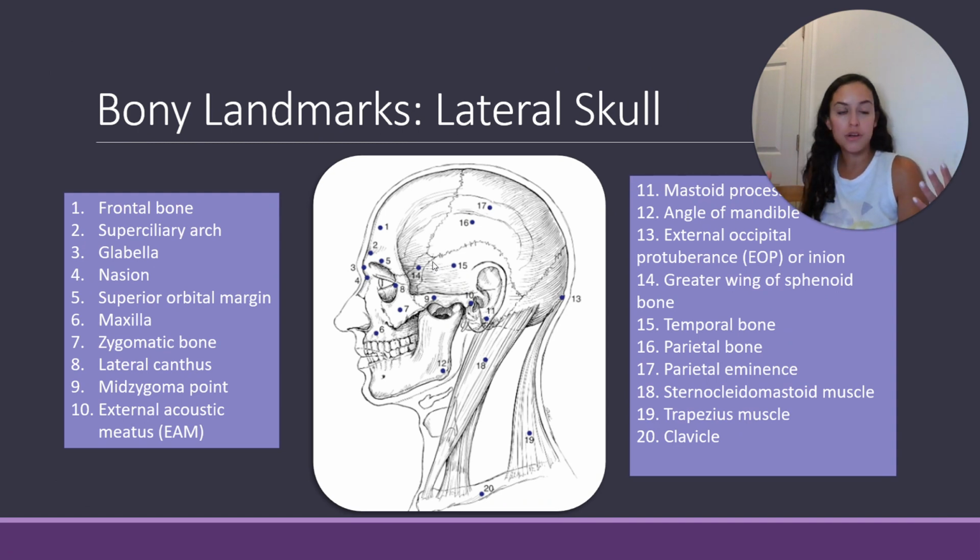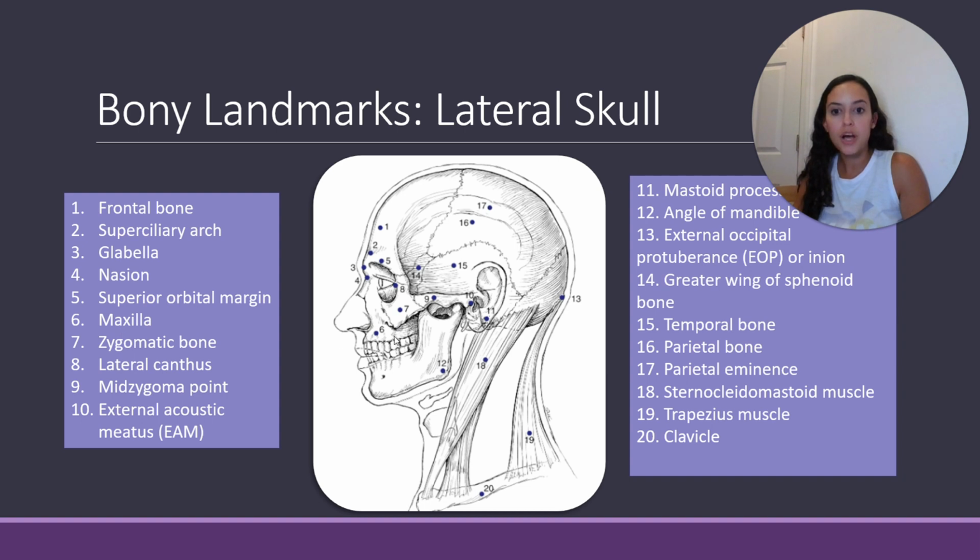We're going to obviously go over some of the ones that we already mentioned, but the frontal bone is your forehead. It's right where your forehead sits. The superciliary arch, we just went over it, where your eyebrow is. The glabella, where people get Botox. Think about it that way. The nasion, right below the glabella, where your nose meets your forehead. Superior orbital margin, the SOM, where the superior part of the eye socket is.